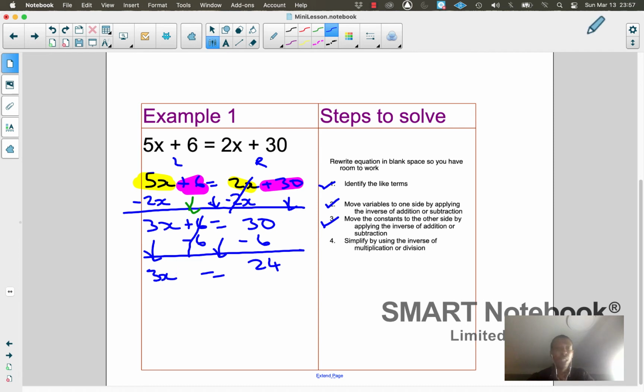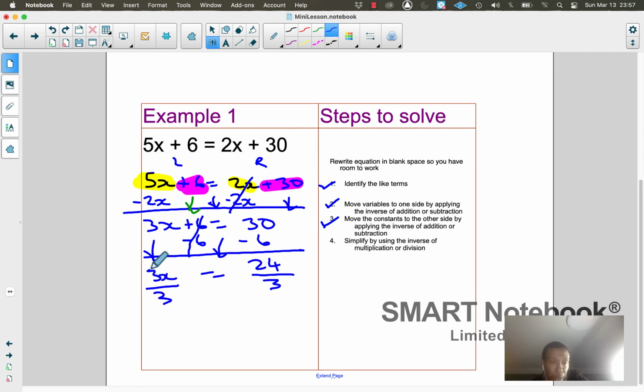Division. Very good. So what we're going to do now, we're going to divide by the coefficient, because again, our goal here is to isolate the variable x. What do we mean by isolate? We want to get x by itself. Okay, x doesn't like company in this case. So now we're going to divide by the coefficient 3. Whatever we do on one side, very good, we do on the other side.